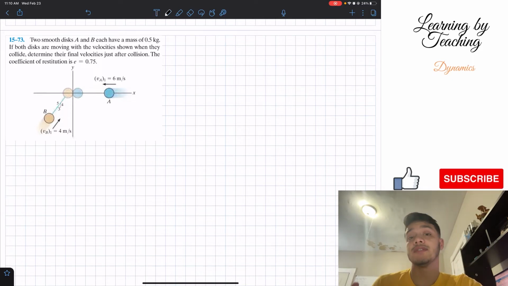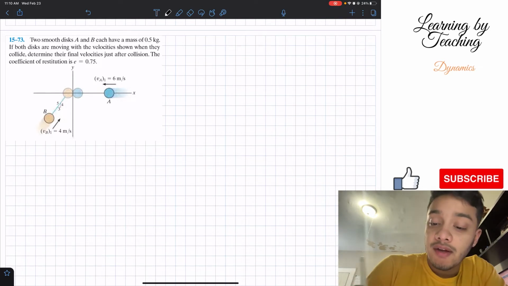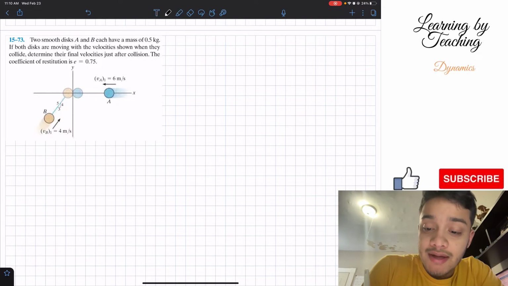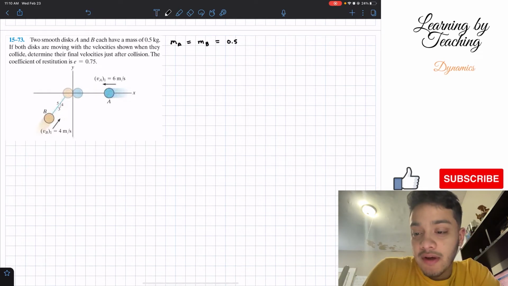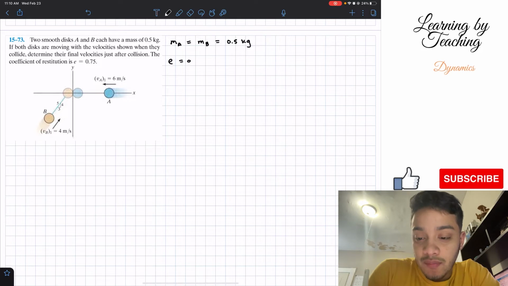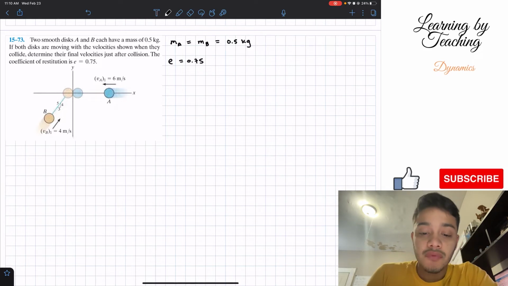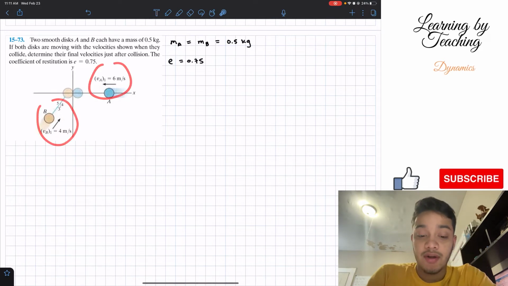So the first thing I like to do in these problems is just write out my givens. So let's write out that the mass of my disk A and the mass of my disk B, both of them are equal to 0.5 kilograms. We're given that the coefficient of restitution is equal to 0.75. And each velocity is described over here.